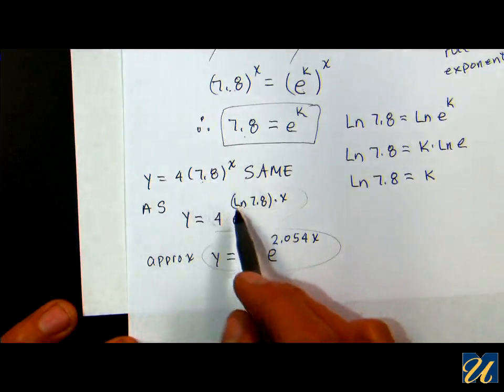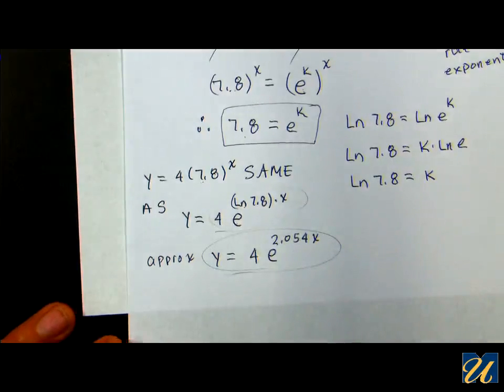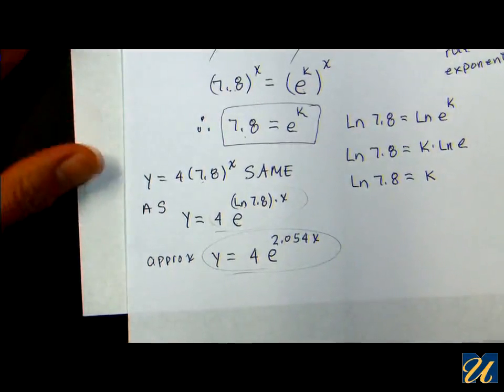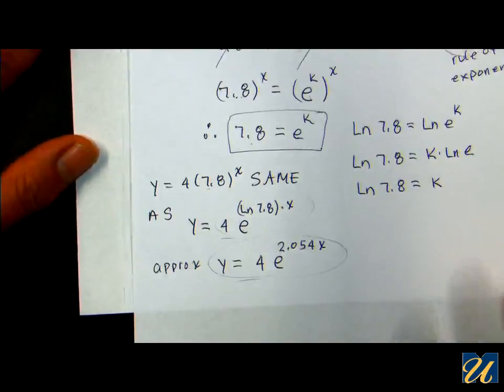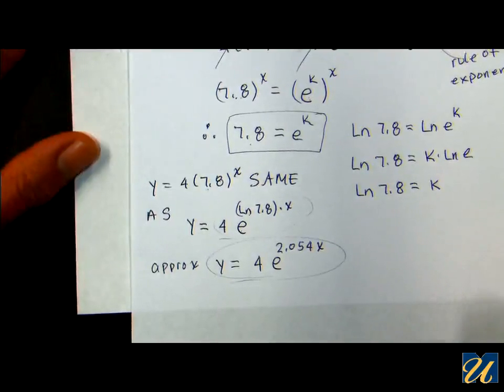This is our discrete exponential. This is our continuous e exponential. That concludes the problem set for section 4.5.